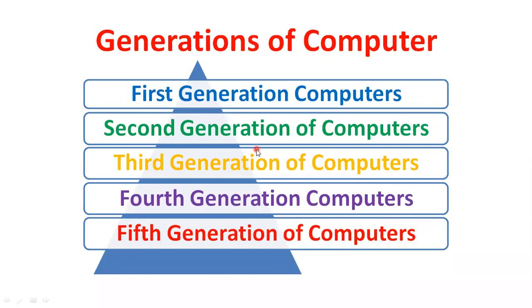Here you have five generations of computer: the first generation, second generation, third generation, fourth generation, and fifth generation. What are the differences here? In the first generation, you will use vacuum tubes for the computer. In the second generation, vacuum tubes are replaced with transistors. Coming to the third generation, you are using the IC, and then coming to the fourth generation, there are some advantages and features. You will discuss all features one by one.